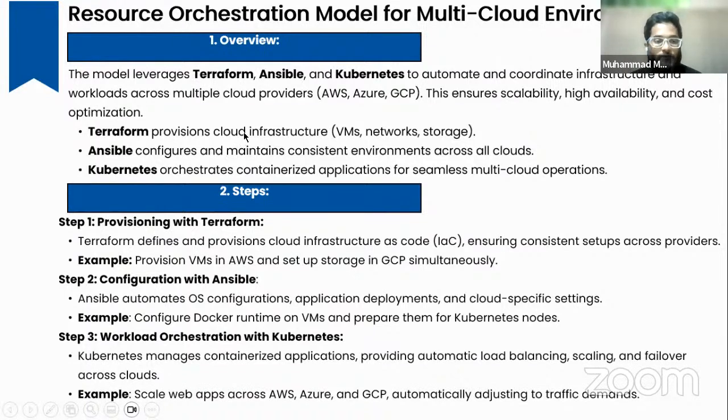Step number two will be configuration with Ansible. Ansible helps to configure the application deployment across multi-cloud providers. And step number three will be workload orchestration with Kubernetes. Kubernetes manages containerized applications, providing automatic load balancing, scaling, and failover across clouds.